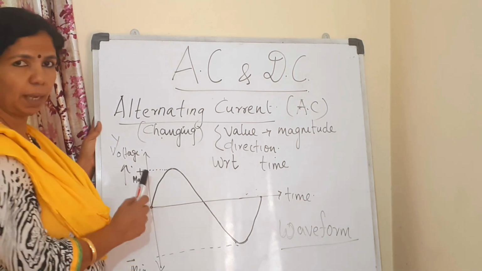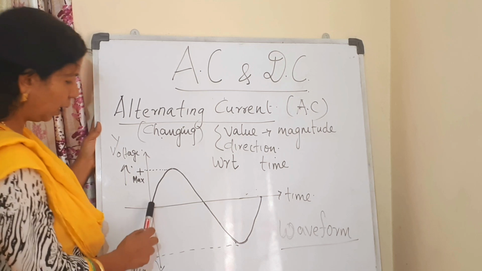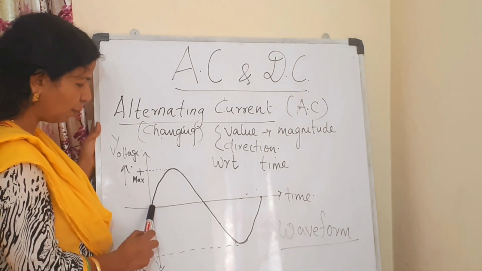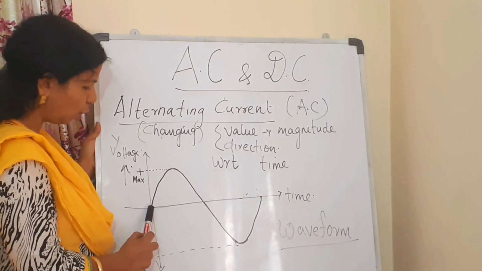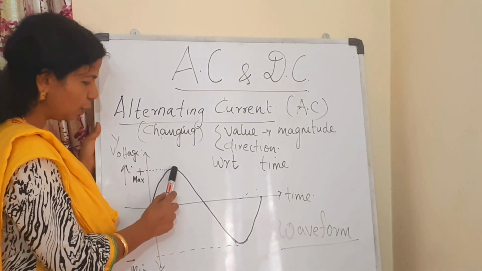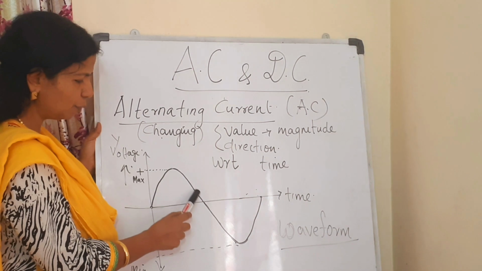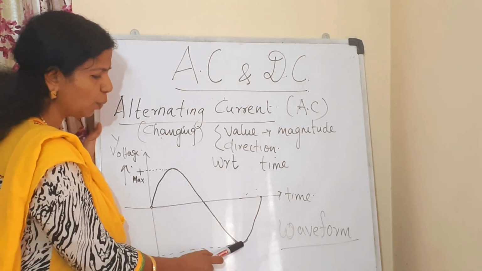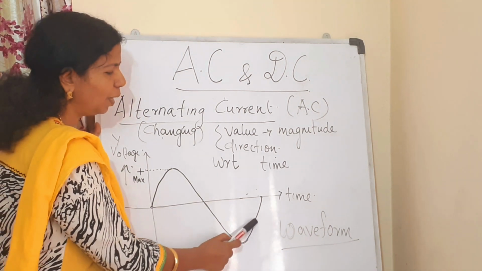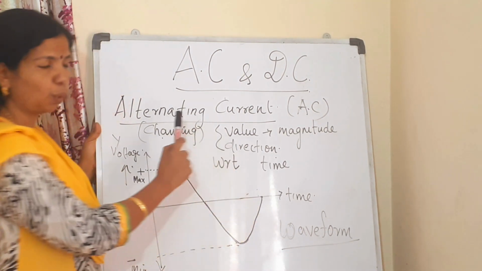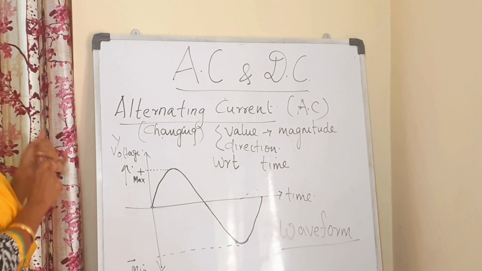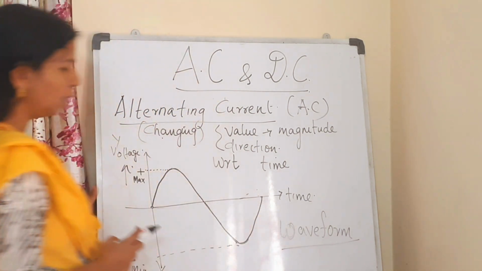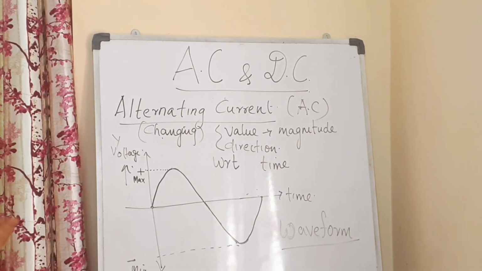Then how does the AC voltage look? The AC voltage starts increasing from 0. It slowly increases to a maximum value, then comes back to 0, then decreases to the minimum negative value, and then again slowly increases and comes to 0. So this much is called one cycle. You will study the different terms in the next class.